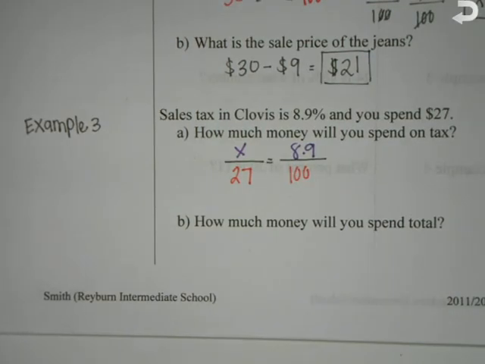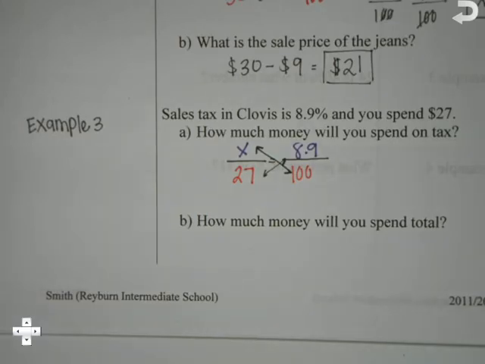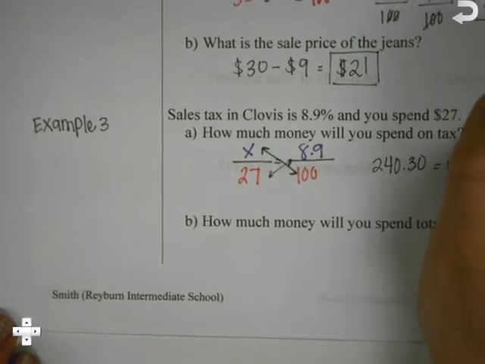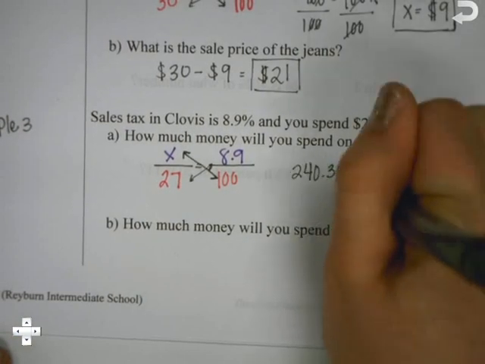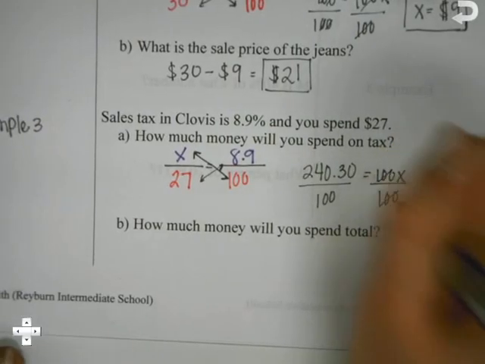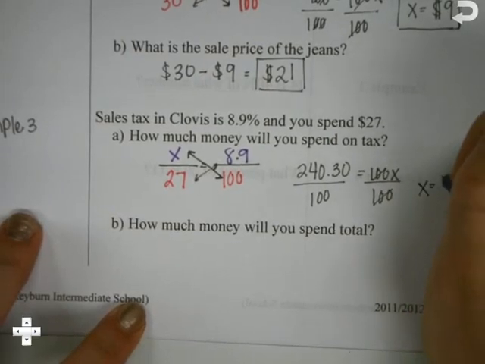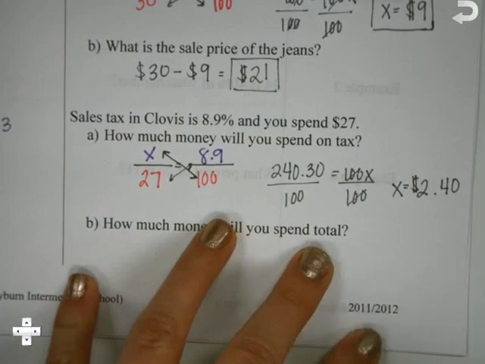Okay, so what are we going to do? Cross multiply. So that gives me 27 times 8.9, $240.30, equals 100x. Divide both sides by 100. Okay, so 240.3 divided by 100 gives me x equals $2, and we round to the nearest penny, so 40 cents. So on a $27 purchase, you are going to pay $2.40 in tax.